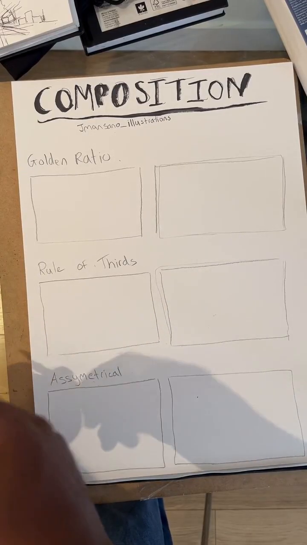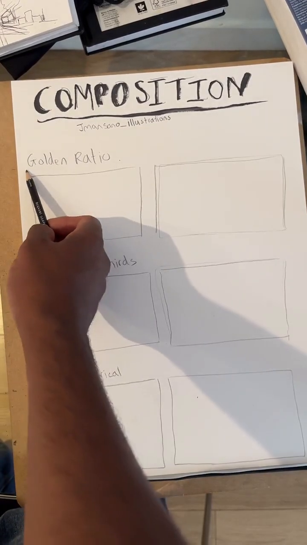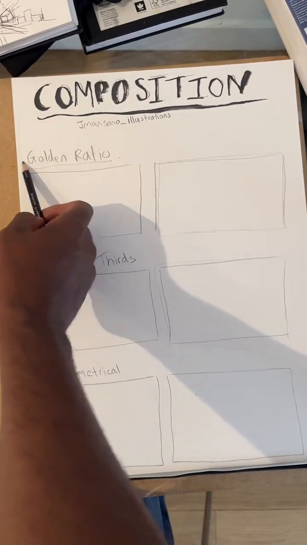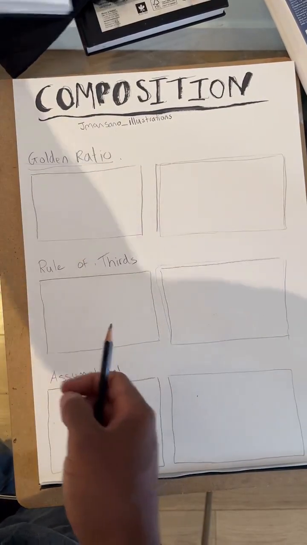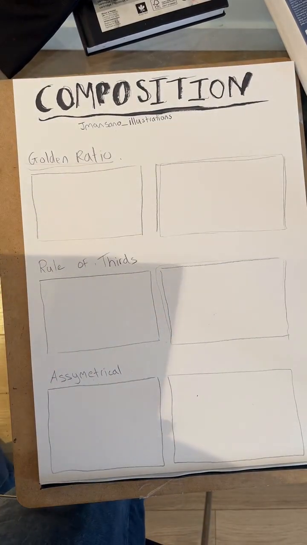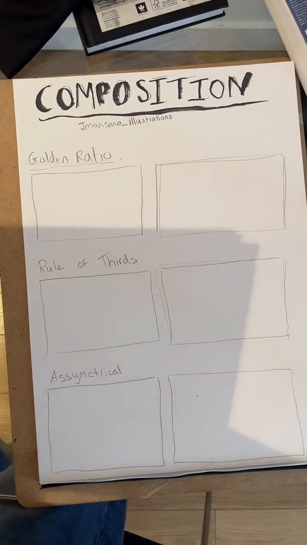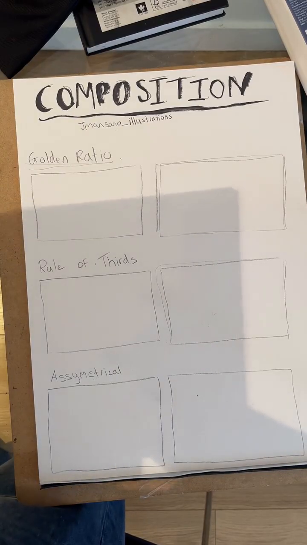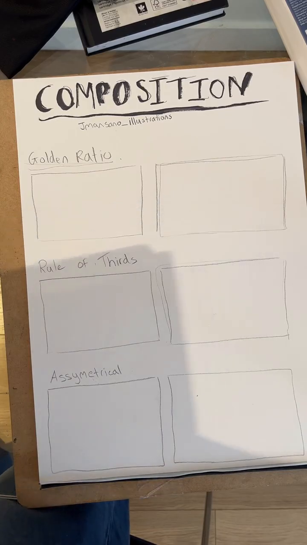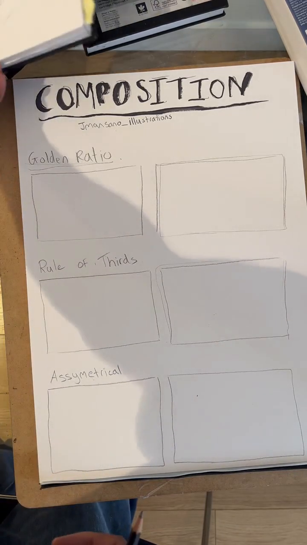3 compositions. The first one, you may have heard before. It's called the golden ratio. Drop a like if you heard of the golden ratio. If you haven't, no problem. That's fine. We're all here to learn.